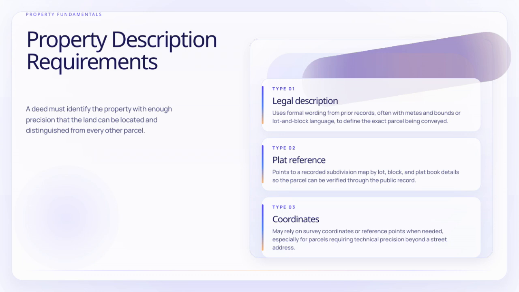The key point here is that a deed must identify the property with enough detail so that it can be accurately located and distinguished from every other parcel out there. This precision is fundamental to ensuring clear and unambiguous property ownership.